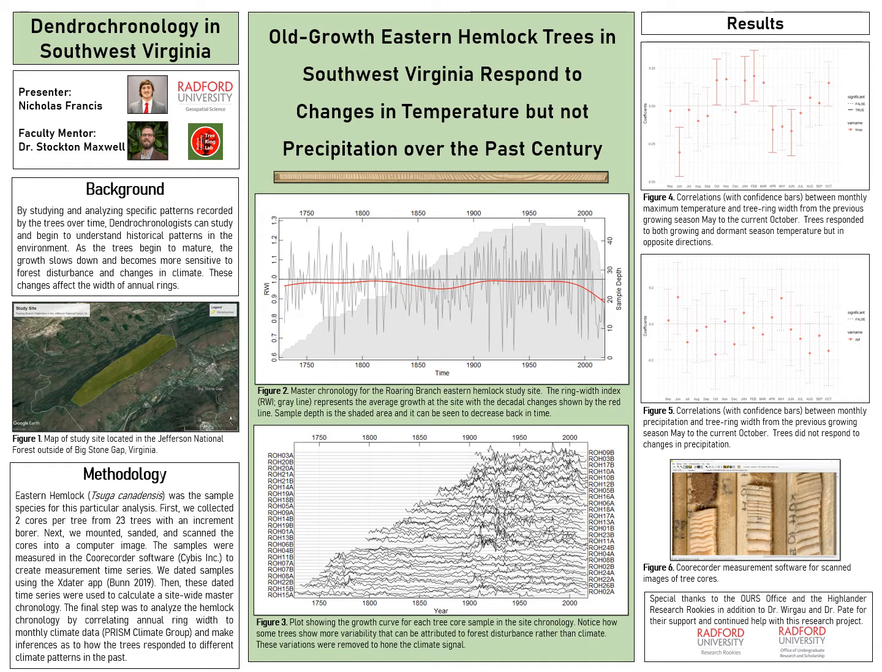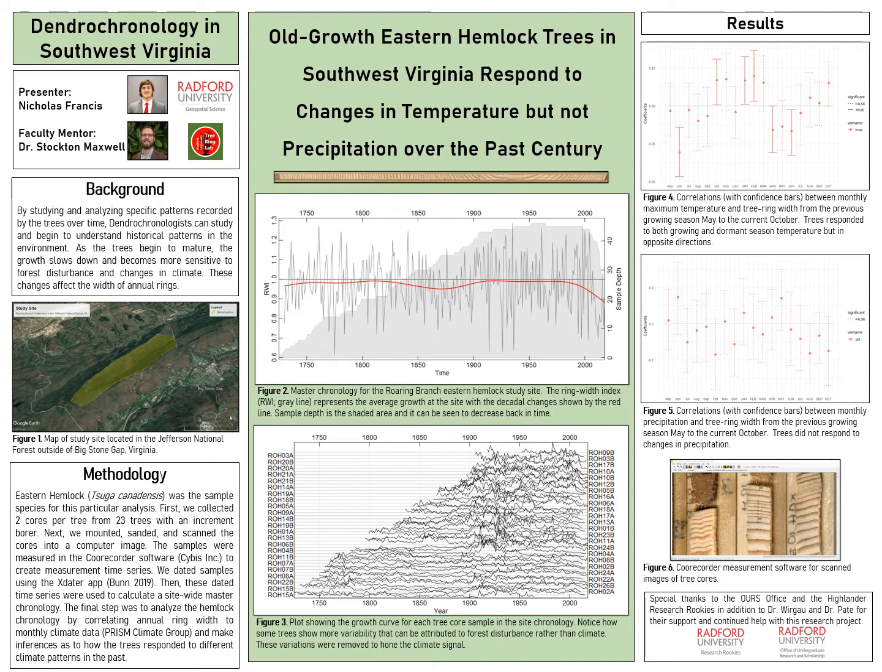After the samples are dated, we put them all together into a master chronology for the specific site in the Jefferson National Forest. Roaring Branch is this specific site. We then analyze this chronology by correlating the annual ring width to monthly climate data from the PRISM climate group and make inferences as to how these trees responded to different climate patterns in the past.